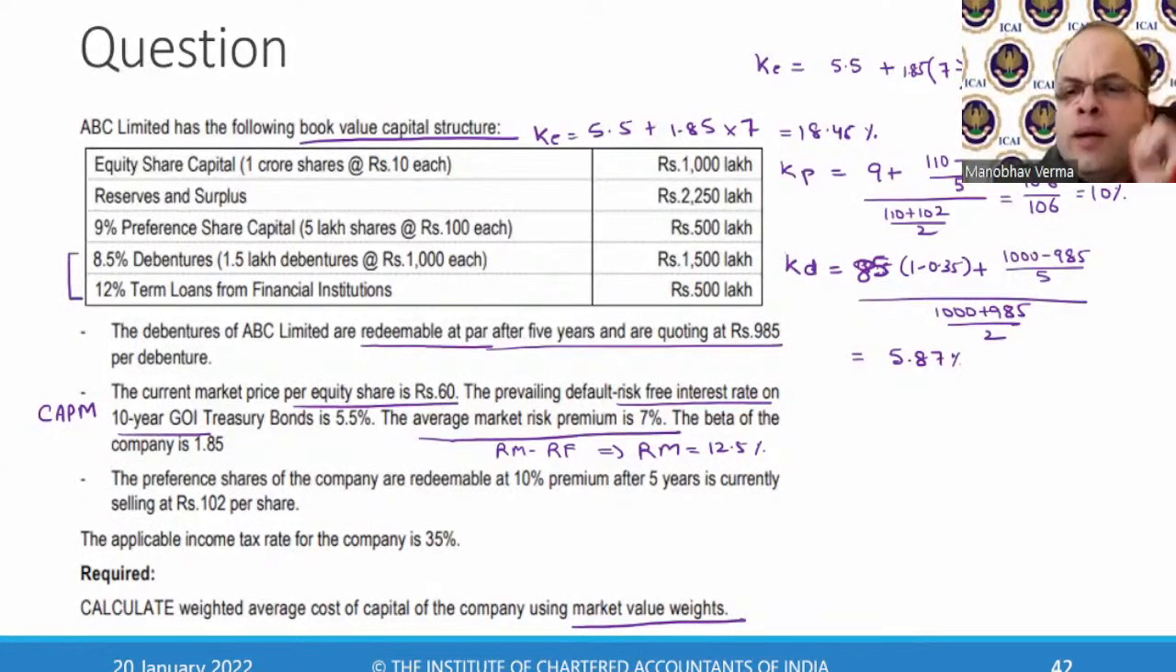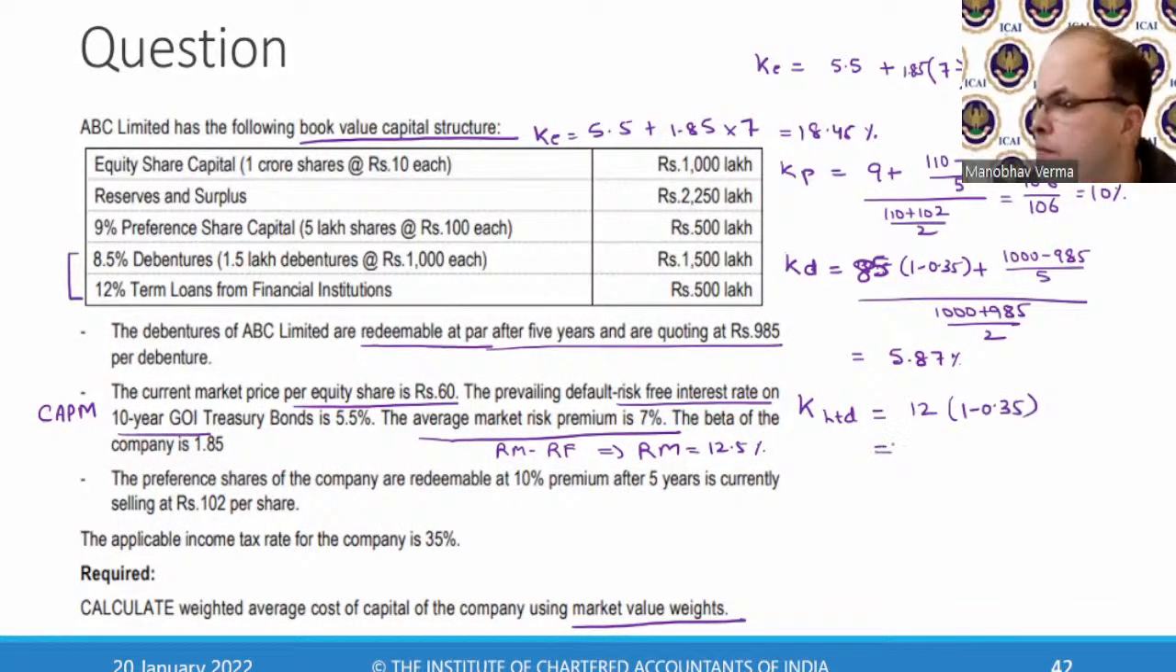But there is one more debt in this case, guys. There is one more debt, which is a long-term loan. So let's talk about the cost of long-term debt, which is 12% multiplied by 1 minus 0.35, which is 7.8%.